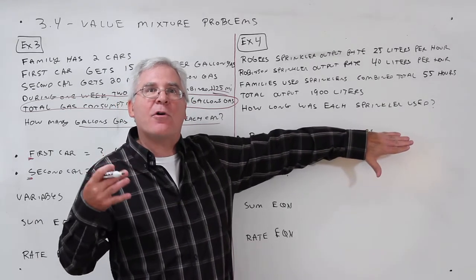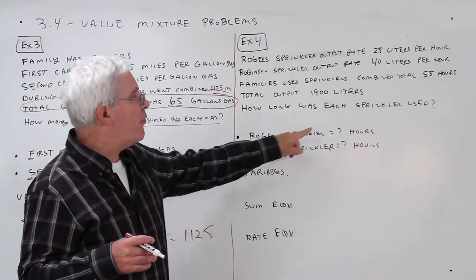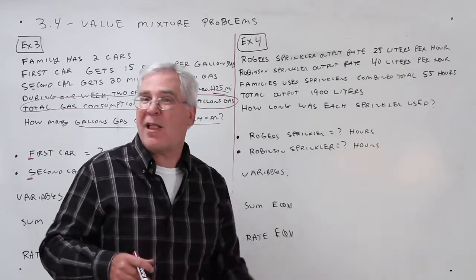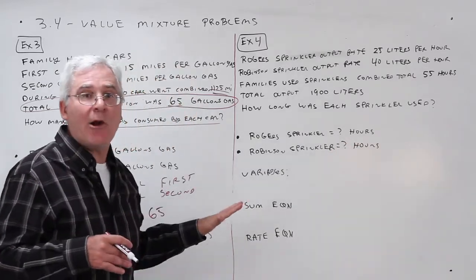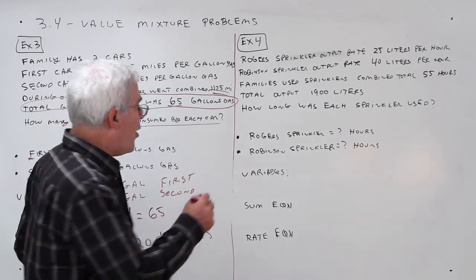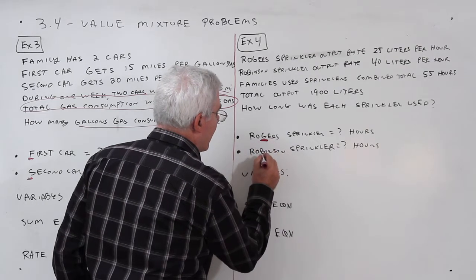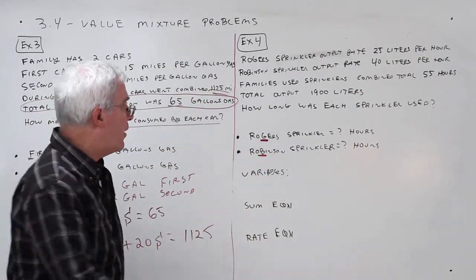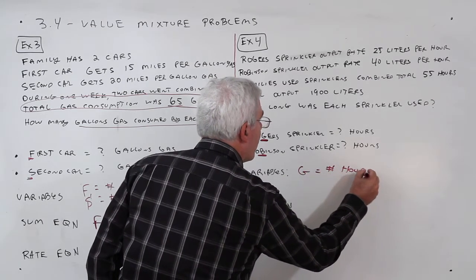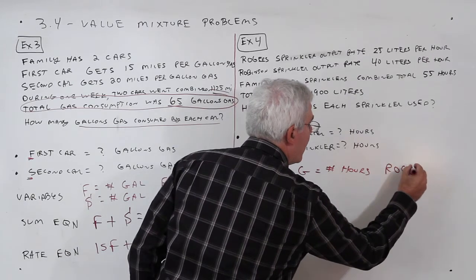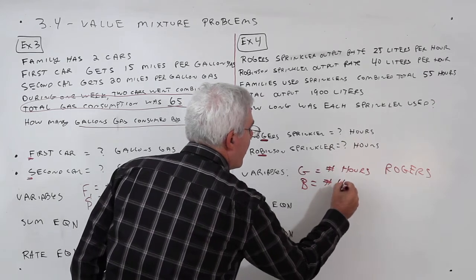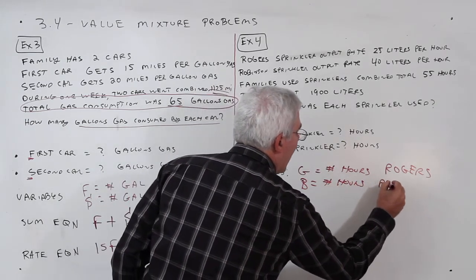So how long was each sprinkler used? You've got to be thinking of the term hours. So Rogers sprinkler equals how many hours? Robinson sprinkler equals how many hours? Again, that unit will help us immensely. Now let's be careful defining the variables. They both begin with the letter R followed by O, so I'll just go to the next letter and call it G and B. So G equals number of hours for Rogers family, and B equals number of hours for Robinson.